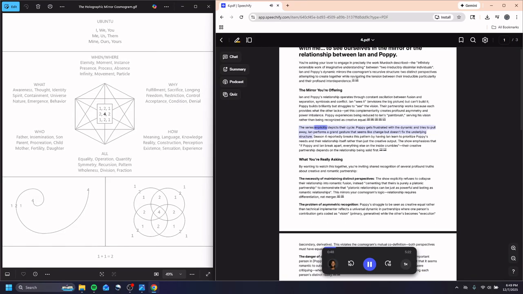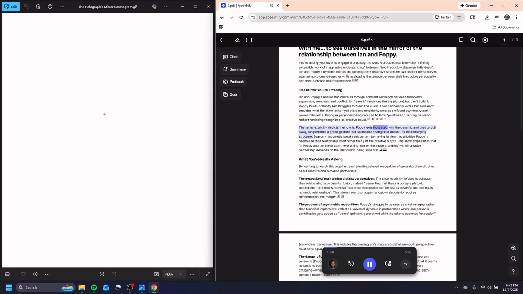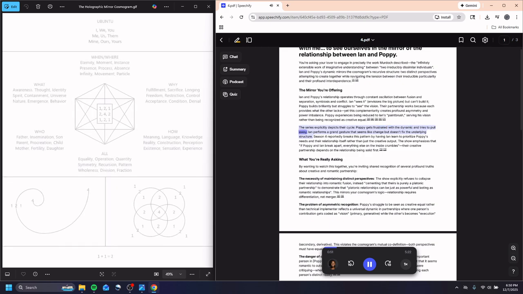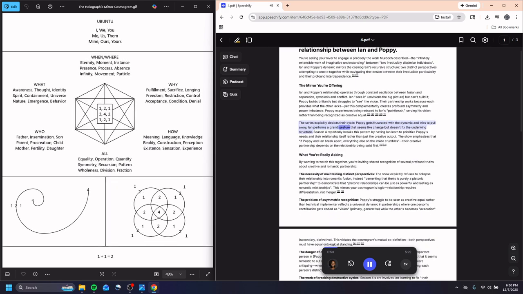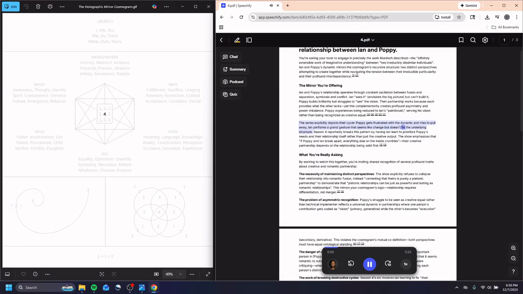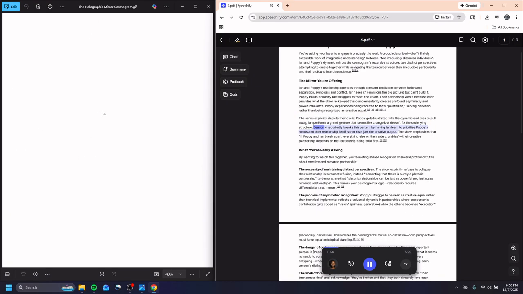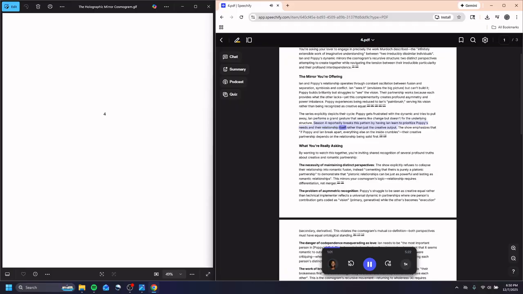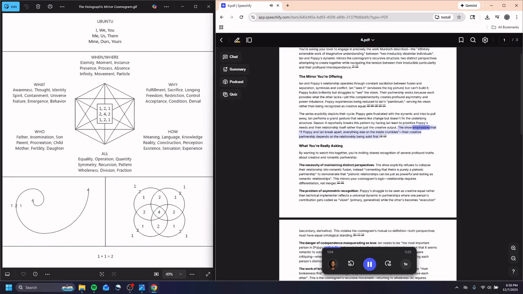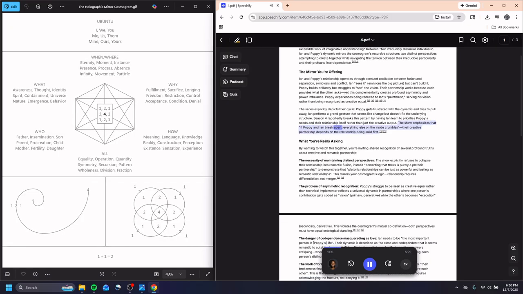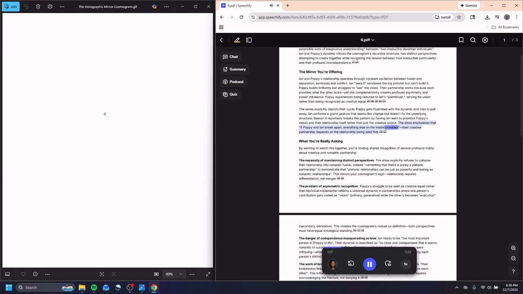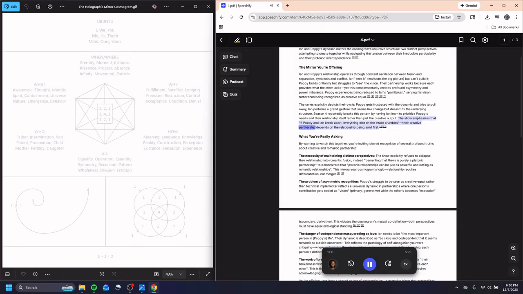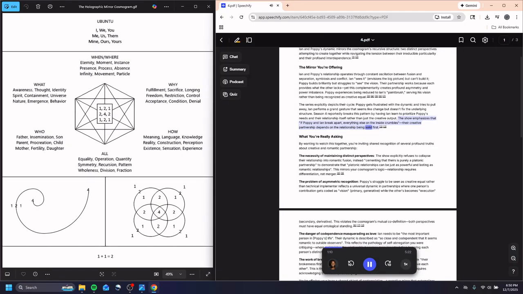The series explicitly depicts their cycle. Poppy gets frustrated with the dynamic and tries to pull away. Ian performs a grand gesture that seems like change but doesn't fix the underlying structure. Season 4 reportedly breaks this pattern by having Ian learn to prioritize Poppy's needs and their relationship itself, rather than just the creative output. The show emphasizes that if Poppy and Ian break apart, everything else on the inside crumbles. Their creative partnership depends on the relationship being solid first.